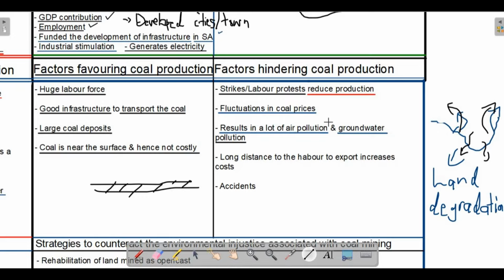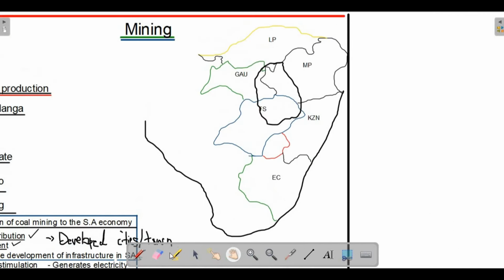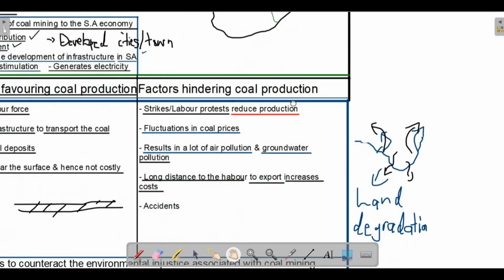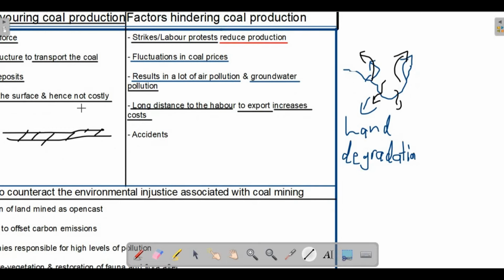Okay, so another problem for the companies now is that the long distance to the harbor to export this coal increases the costs. Okay, as I said, guys, you have these coal mines situated there, and so they are going to have to go a long distance to the harbors to transport this coal, ship this coal to other countries. So those transport costs are really high. Okay, so that is not good for business.